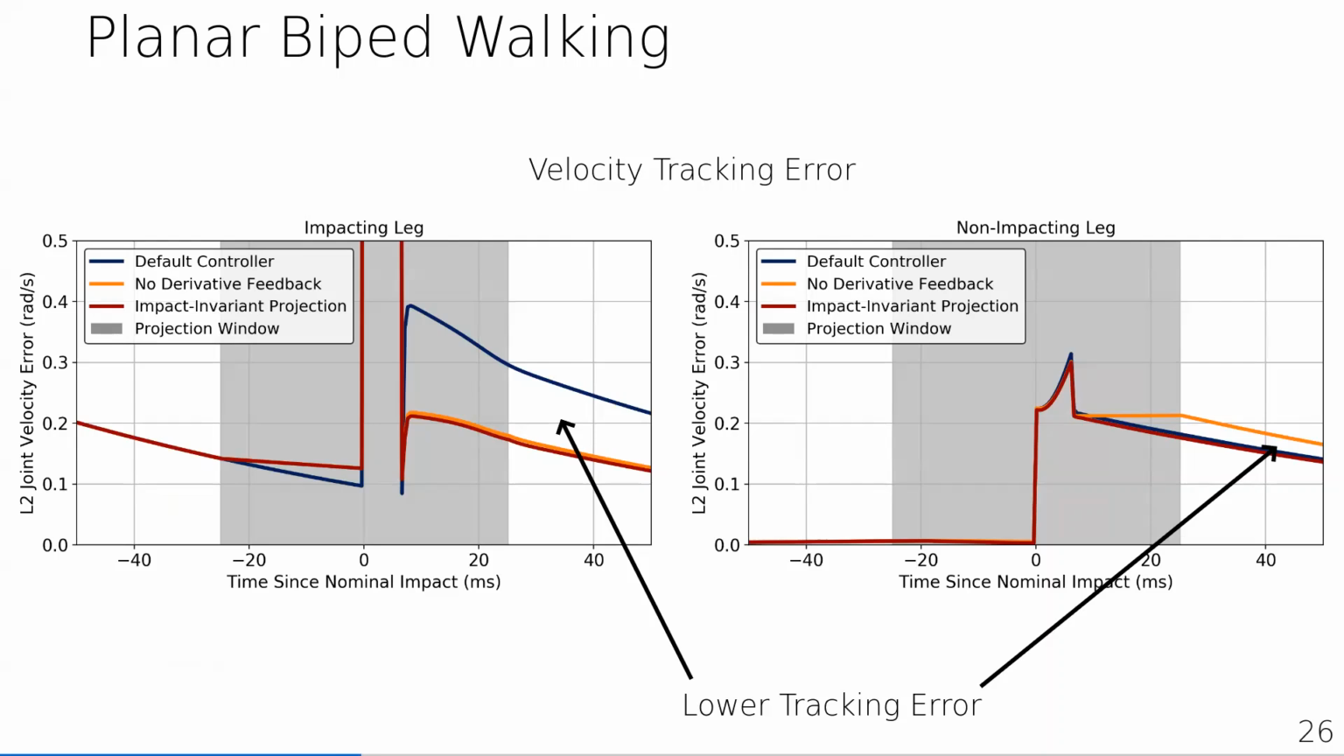And if we look at the tracking error right after the impact event, which is here and here, you can see that for the impacting leg, the default controller overreacts to the impact event, which leads to significantly more tracking error after impact. For the non-impacting leg, the no derivative feedback controller is overly conservative and thus does worse for the tracking error on that leg. So our proposed controller, the impact invariant controller, does the best on both.